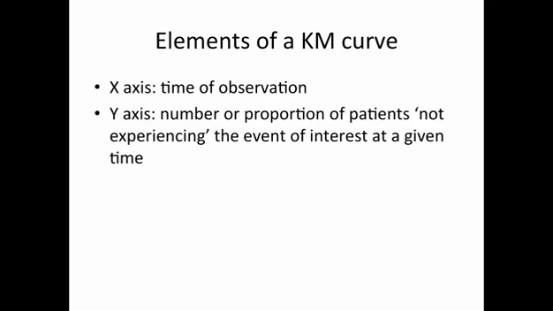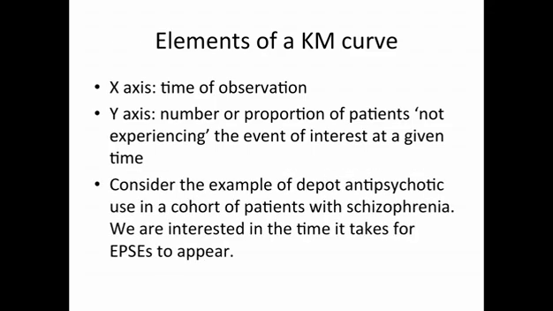To construct a Kaplan-Meier curve, you need two sets of values. On the x-axis, you plot the time of observation. On the y-axis, you plot the actual number or the proportion of patients not experiencing the event of interest at a given time. To consider an example, assume conducting a trial of depot antipsychotics in a cohort of patients with schizophrenia. We are interested in the time it takes for extrapyramidal side effects such as dystonia, tremors, and rigidity to appear after initiating the antipsychotic depot.